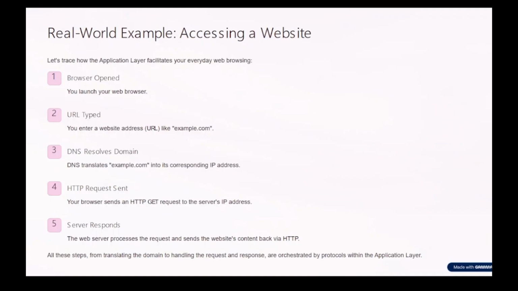Third, the HTTP request. Your browser sends an HTTP GET request to the server's IP address. Fourth, the server responds. The web server processes the request and sends the website content back via HTTP, such as an HTML page. All these steps, from translating the domain to handling the request and response, are orchestrated by the protocols within the application layer.